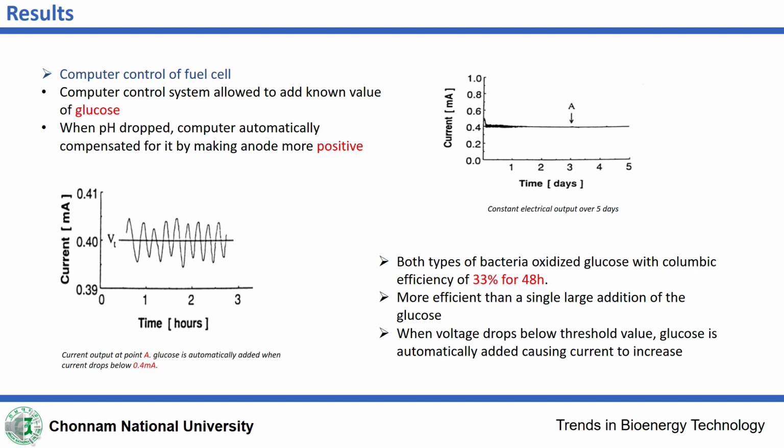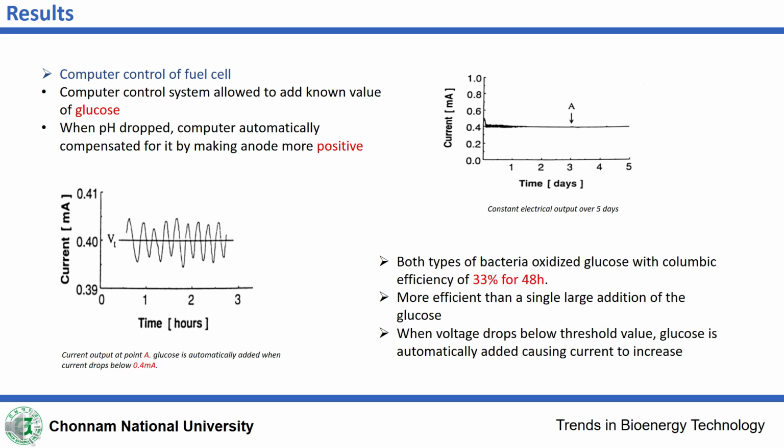Computer control performance of free and immobilized bacteria. In the case of the computer control system, a threshold voltage is set. Like in this case, the voltage was set at 0.4 volts, a current of 0.4 microamperes, and the load resistance was 1000 ohm. When the voltage drops below the threshold value, the computer recognizes that and adds more glucose. As a result, current increases.